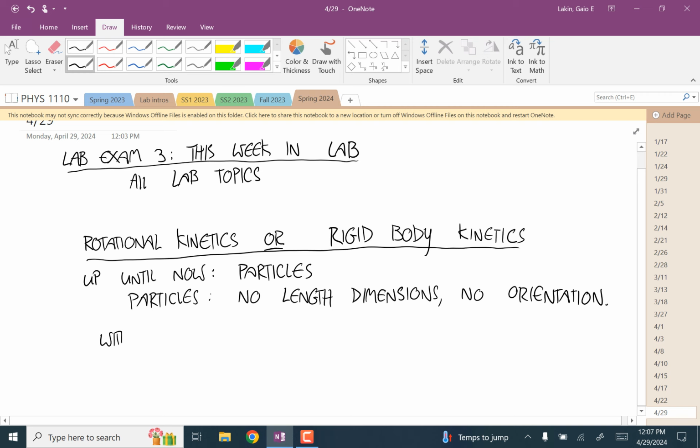With rigid bodies now, we're going to include both of these. So objects are not going to exist at a single point. They're going to have lengths. And we will be able to talk about, okay, now this part of the body is facing this way. Now later, the same part of the body is facing that way. Okay, that's going to be new.